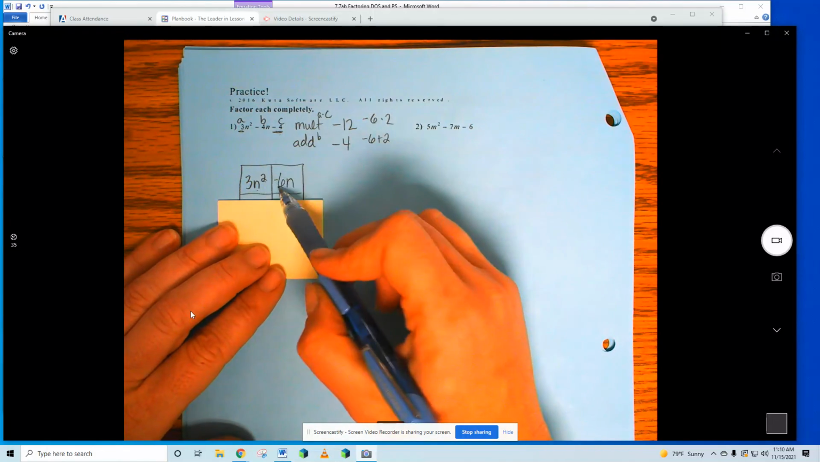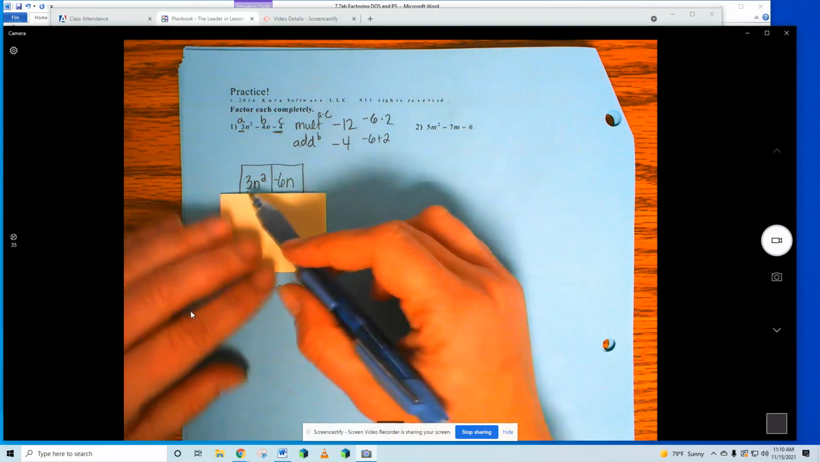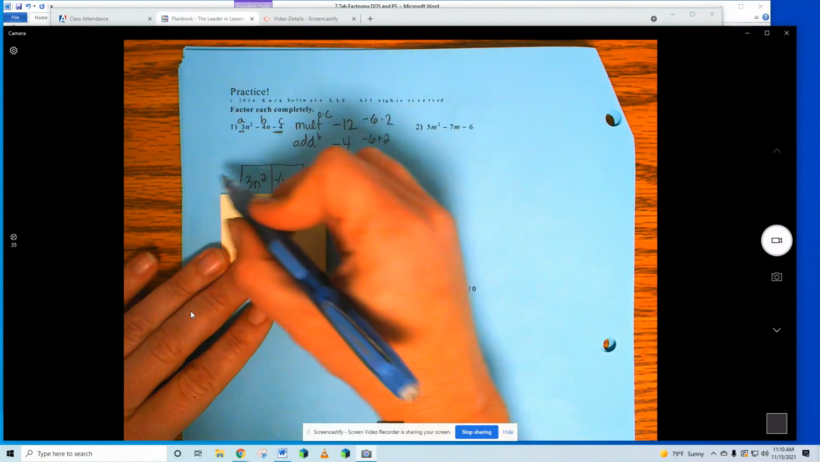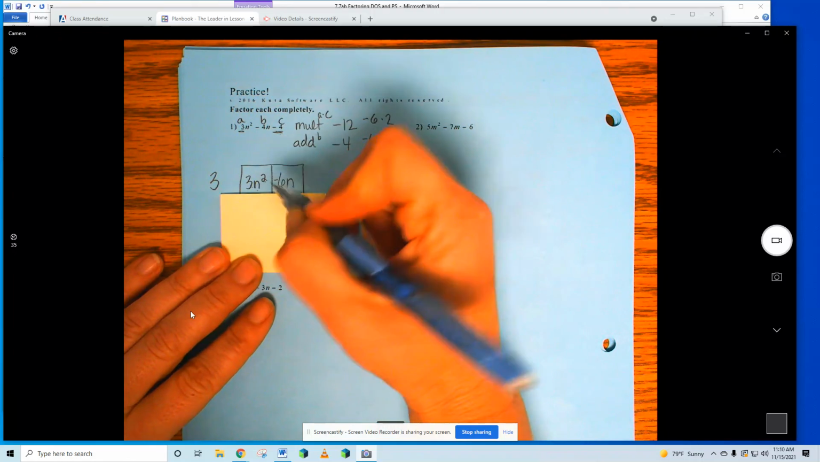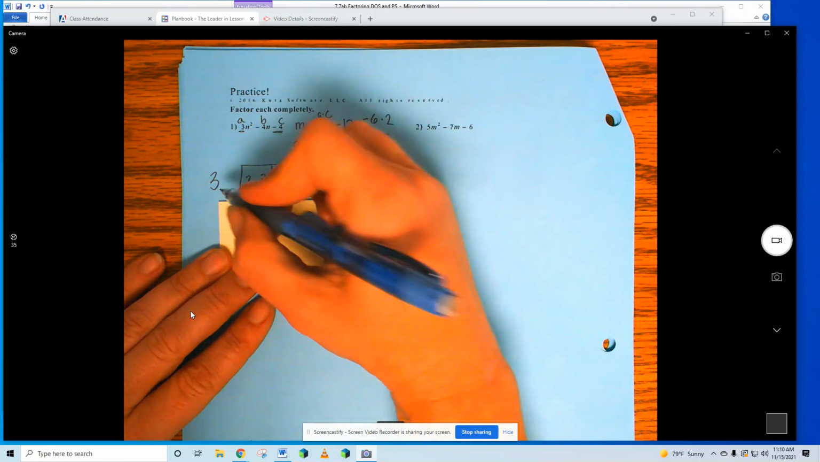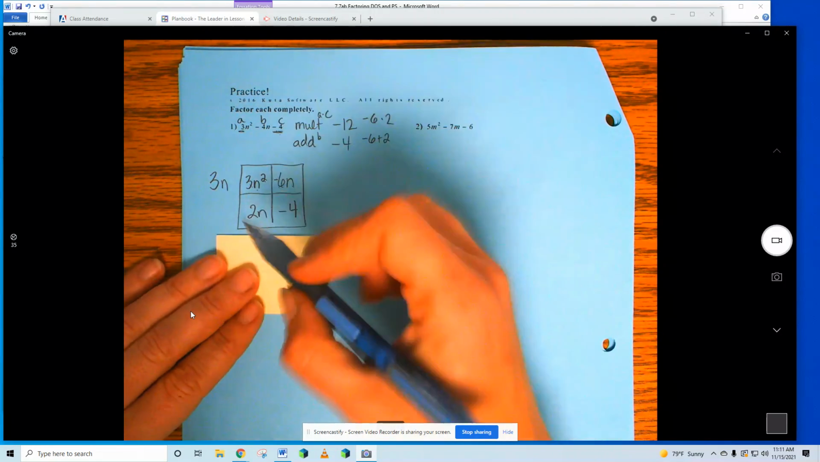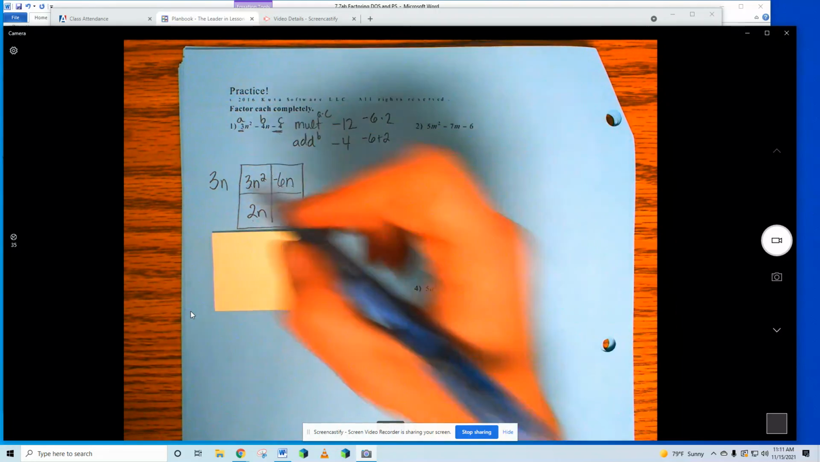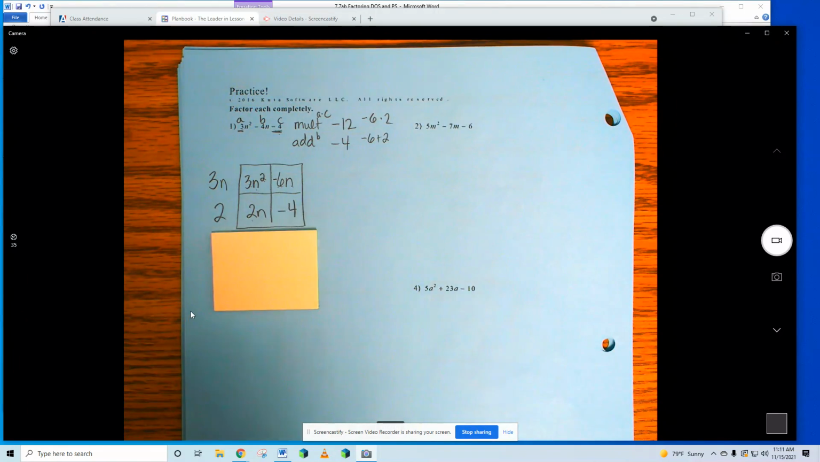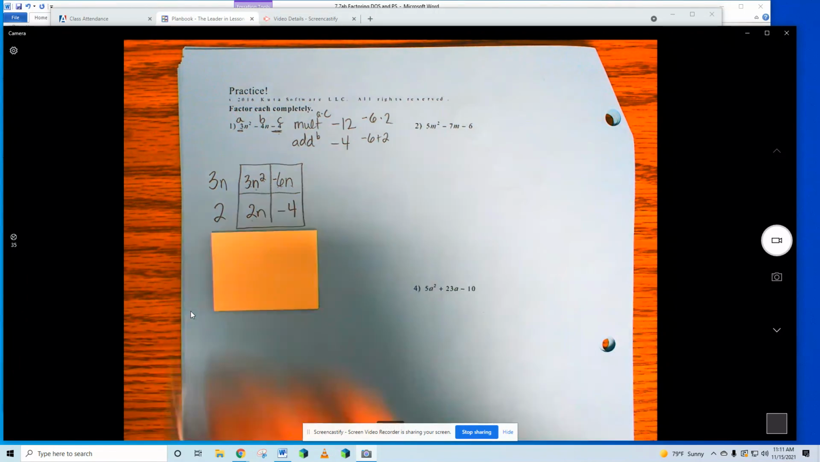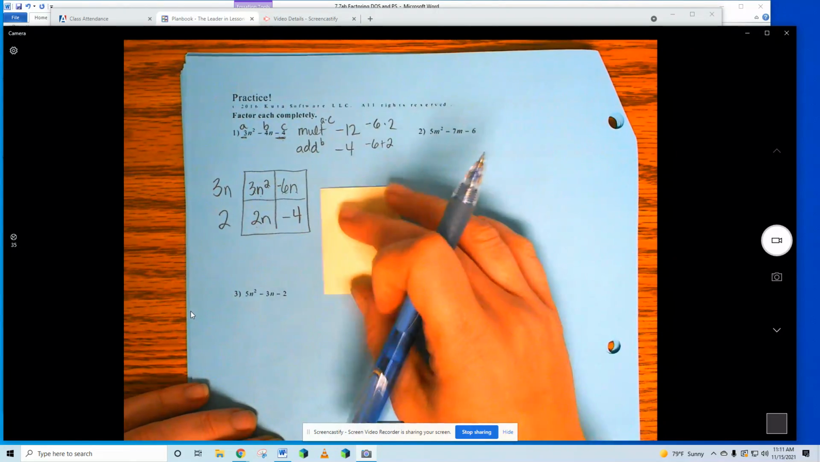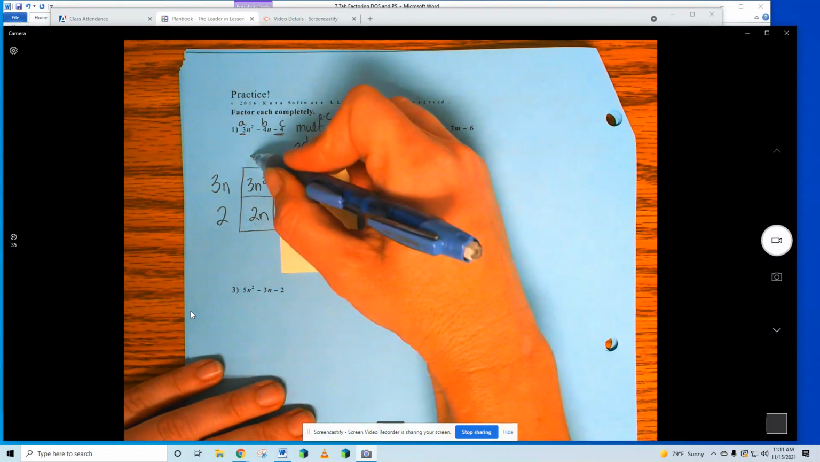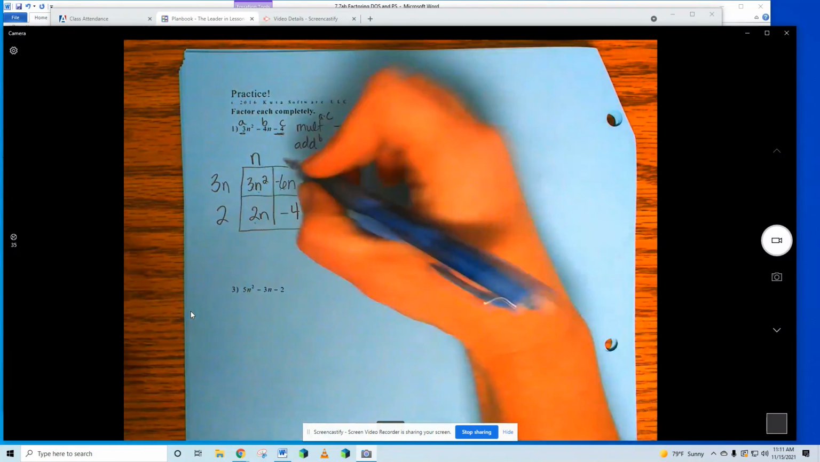3n squared and negative 6n. The coefficient that's in common is what? 3. And the variable that's in common? N. 2n and negative 4. What's the number that's in common? 2. And then 3n squared and n. And then it's negative 2.